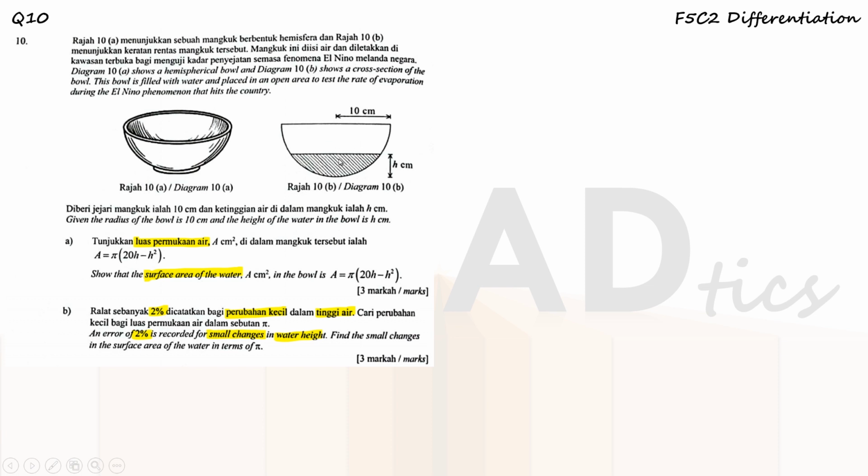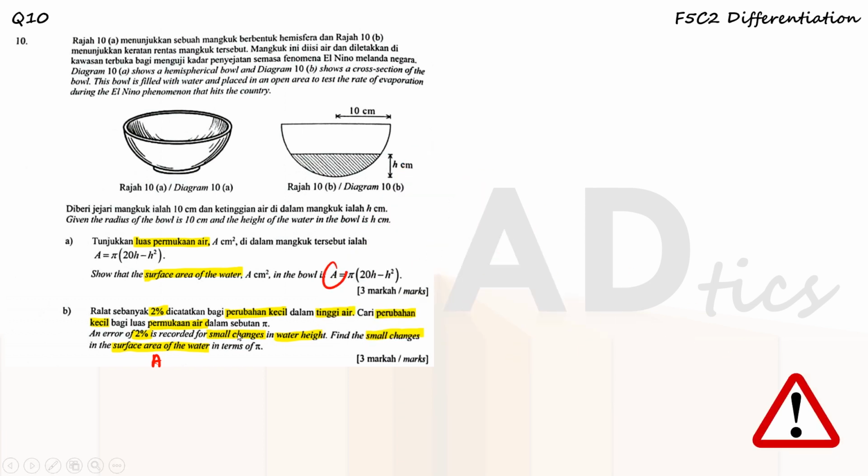For the next part, part B, let's say we've added some water inside this bowl. There will be some inaccuracies when we are trying to measure the water height. It says there will be an error of 2% for the small changes in water height. Now we need to find the small change of the surface area of the water, which we labelled as A just now in part A.